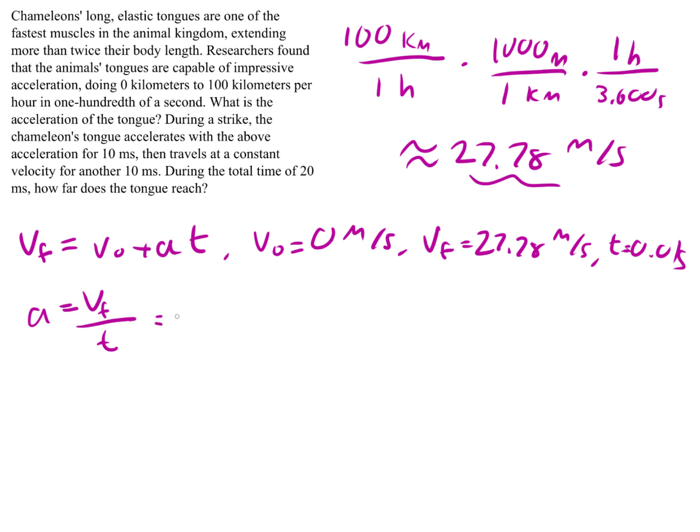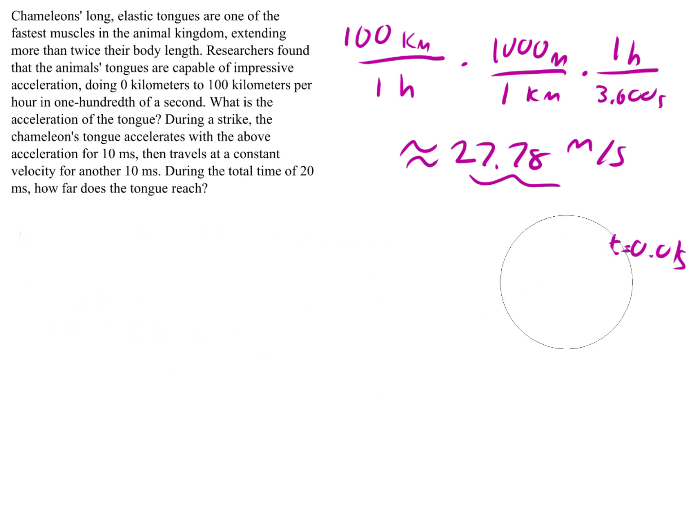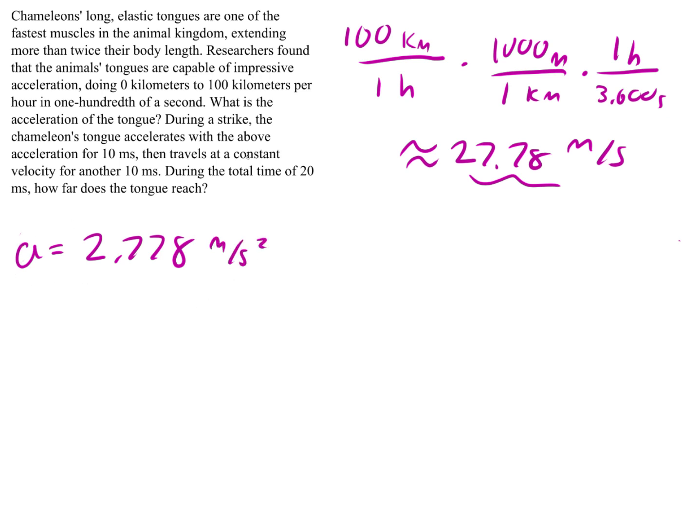Now solving that, we get that the acceleration is equal to 2,778 meters per second squared, which is a really fast acceleration. But it's only being applied for 1/100th of a second. So if it was applied for 1 second, it'd probably accelerate to about 5,000 miles an hour or something. So the acceleration is equal to 2,778 meters per second squared. And that's the first part.